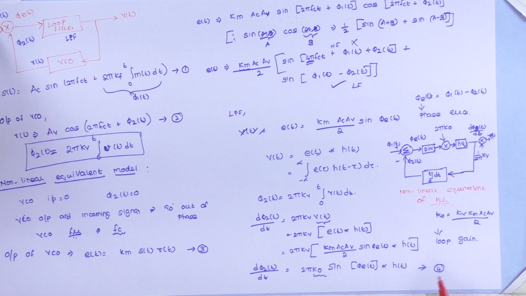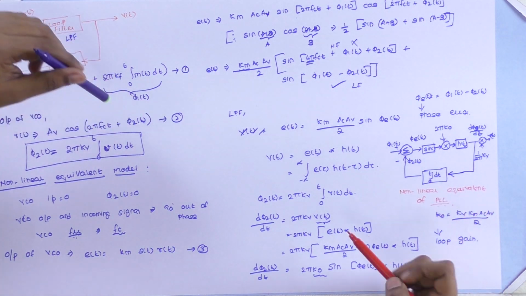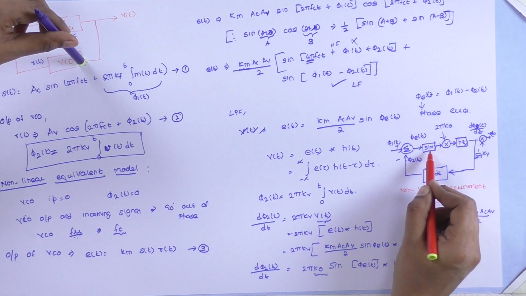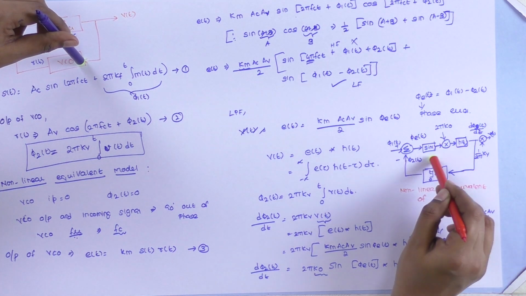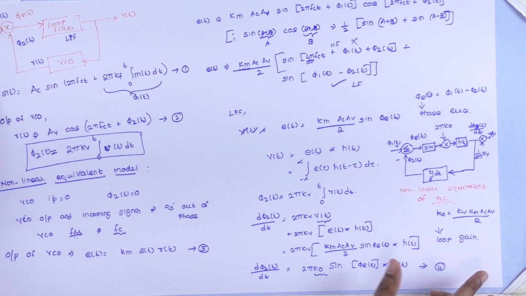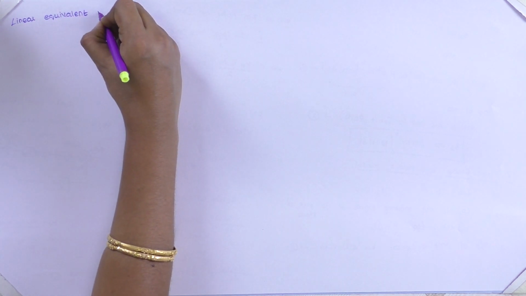So what will then be the linear equivalent? We are going to see how we can linearize the above model. We have a sine function in this forward path, which makes this system non-linear. Therefore, in order to avoid this non-linearity, we go for a linearized model. This is the linear equivalent model of PLL.